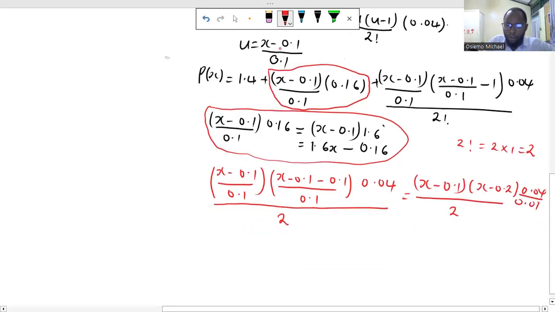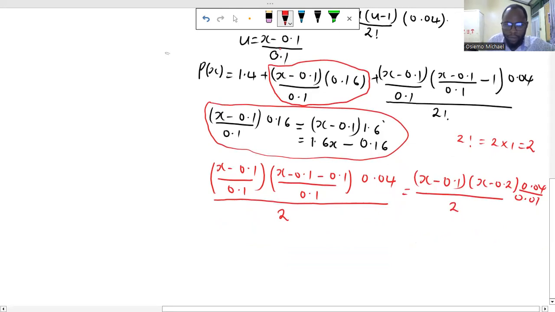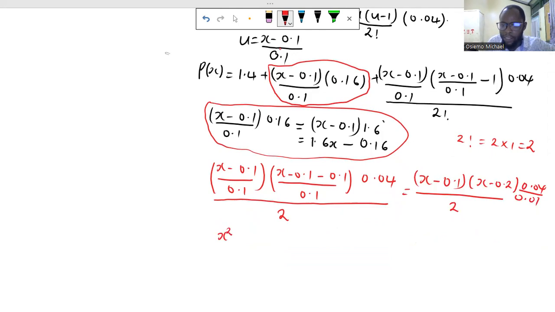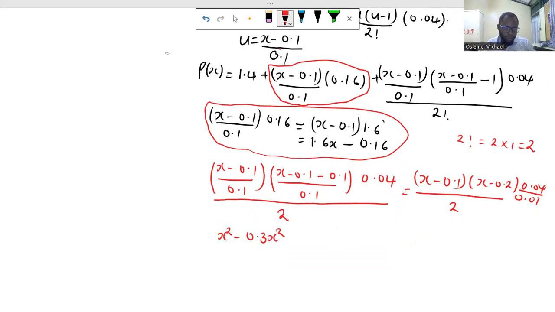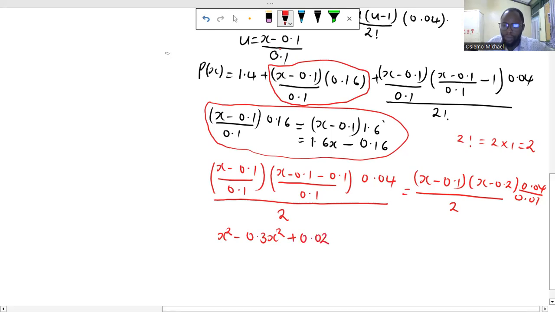Then from there, if you multiply these two, you're going to have x squared, then we have minus 0.2 minus 0.1, we get minus 0.3x, then we have negative 0.1 multiplied by negative 0.2, we'll get plus 0.02, like that. And this one here, now multiply by 4. This 4, you divide by 2, you get 2.